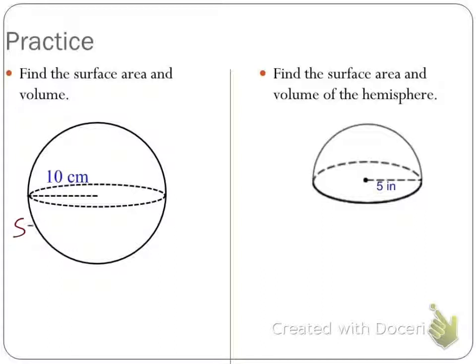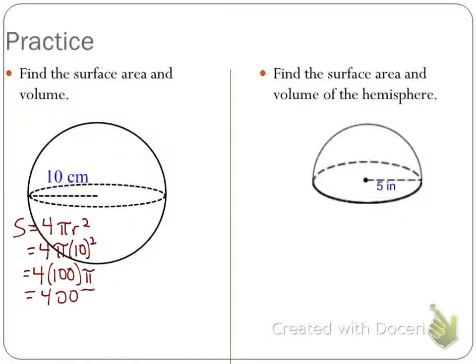So we're going to solve here. That's 4 pi r squared. Radius is 10, so 4 times 10 squared. We get 4 times 100 pi. Comes out to be 400 pi centimeters squared.